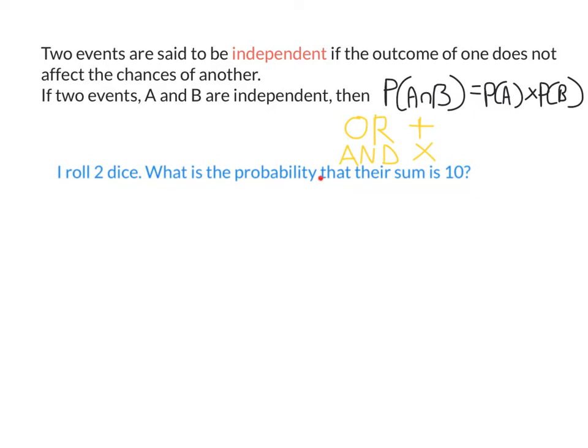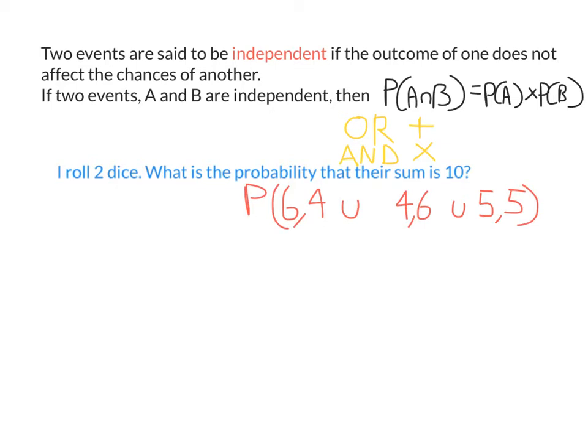So let's say I roll 2 dice. What's the probability that their sum is 10? So let's think of how this could happen. I could get a 6 and then a 4, or I could get a 4 and then a 6, or I could get a 5 and then another 5. So what I'm really saying here, the probability that the sum is 10 is the probability I either get a 6 and a 4, or a 4 and a 6, or a 5 and a 5.